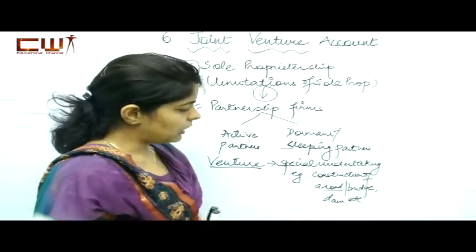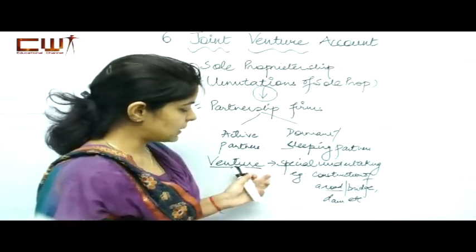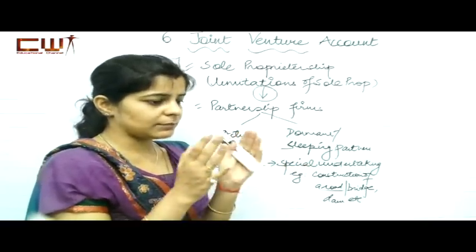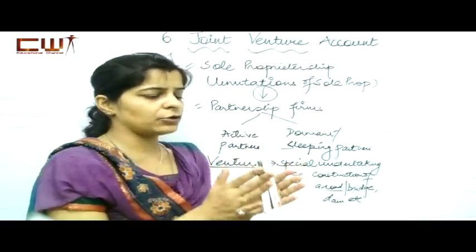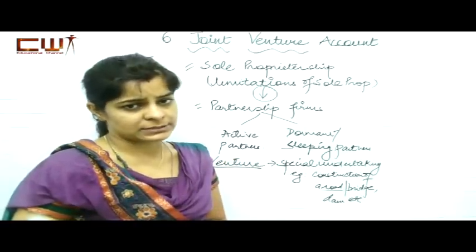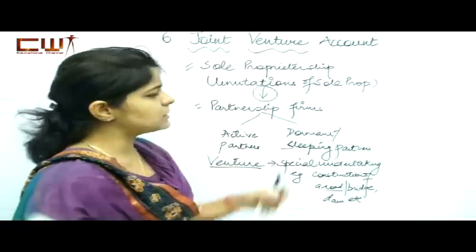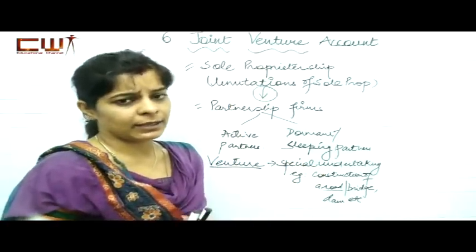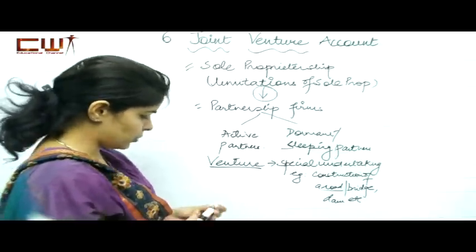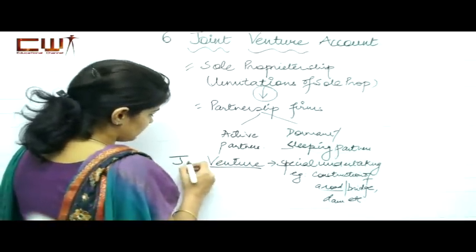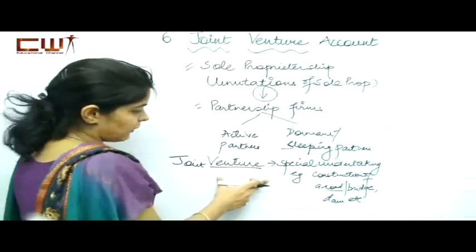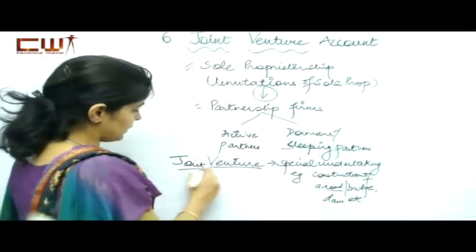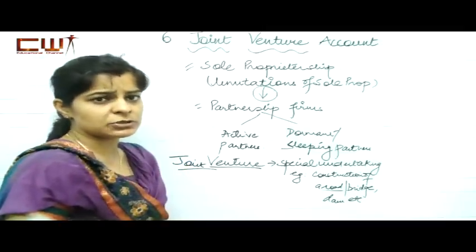So construction of a road in 14 months, that is a venture, meaning a special undertaking. In that particular period you have to complete a particular task, right? Joint venture means a few people are coming together and undertaking a particular task. That is known as a joint venture, right? So venture meaning I've understood. Joint is when a few people come together and undertake a special responsibility.